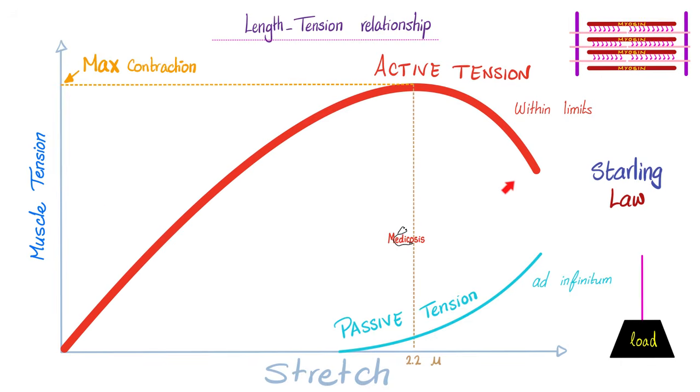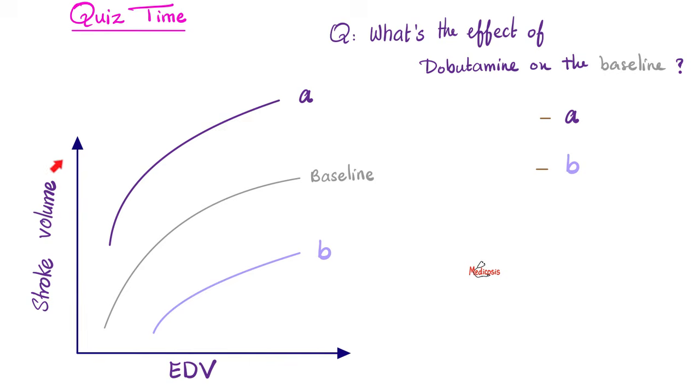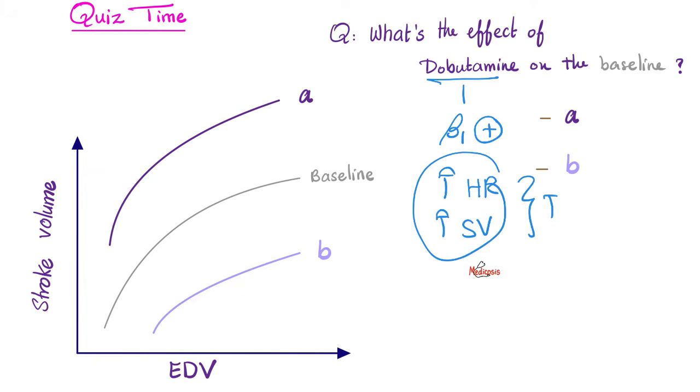So increase the preload might be okay for the cardiac output within limits. Here is my stroke volume against the end-diastolic volume, and here is my baseline. Between graph A and graph B, which one represents the effect of dobutamine on a healthy heart? Please pause. Let's talk about that. What does dobutamine do? Dobutamine is a beta-1 agonist. When you stimulate beta-1 on the heart, what do you get? You increase heart rate. You also increase the force of contraction, which increases stroke volume, both of which will increase my cardiac output. So the answer is A.